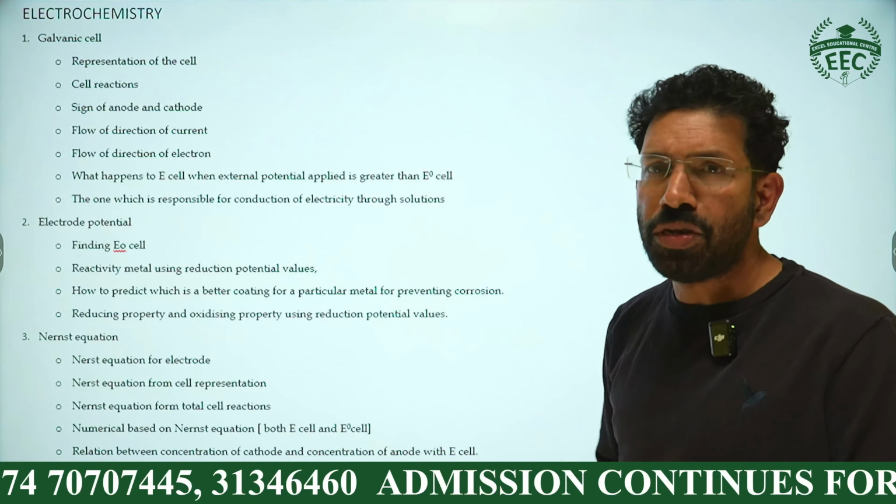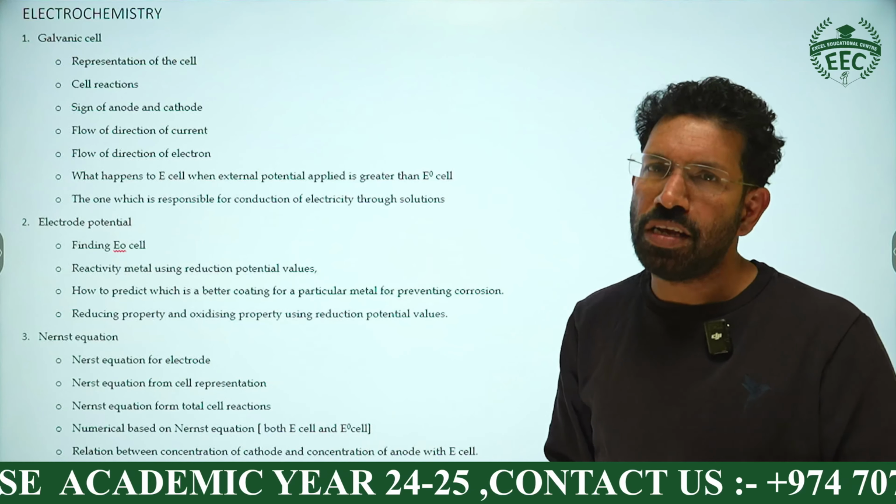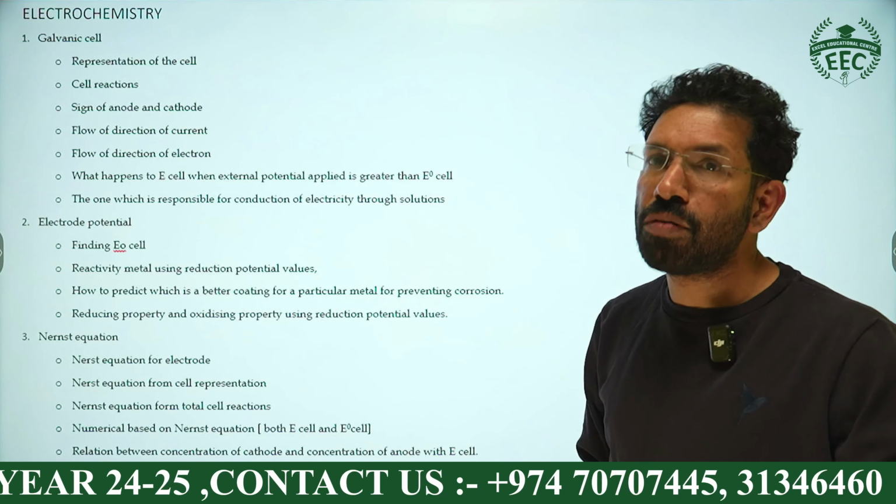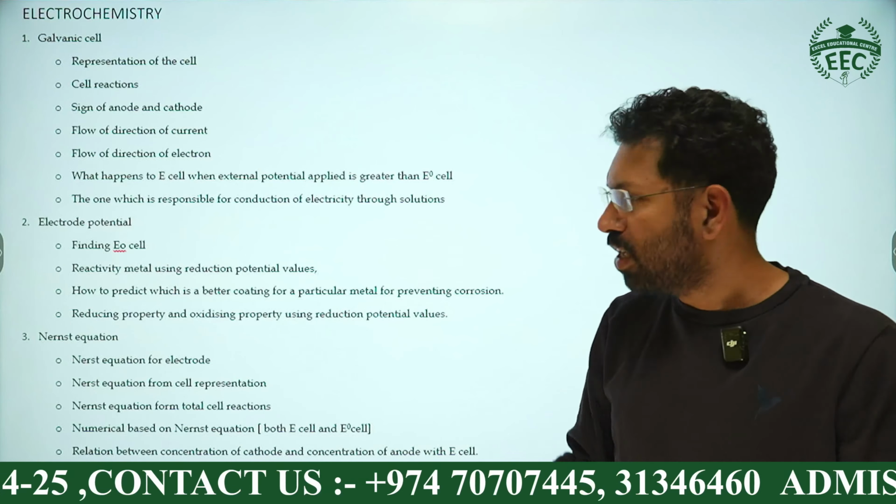Then next one is the Nernst equation. That's the most important area in this chapter. Don't forget to study the Nernst equation. There are 2 Nernst equations. Nernst equation for electrode you have to remember. Nernst equation for cell you have to remember. Mostly they are asking the Nernst equation for cell, but sometimes they may ask Nernst equation for electrode also. It came occasionally. So remember, Nernst equation from cell representation you have to study. Nernst equation from total cell reaction. How to write the Nernst equation you have to study. These numericals are coming 100% for 3 marks. The Nernst equation questions are really, really important. So just go through that area.